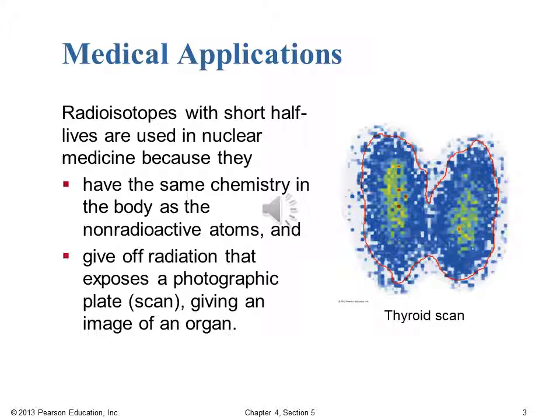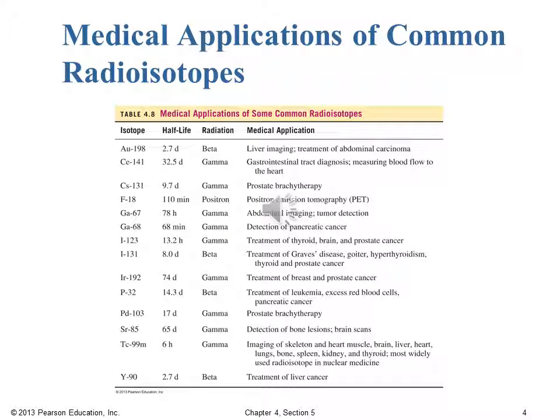Also, they give off radiation that exposes a photographic plate, a scan, to give an image of an organ or a particular region, like we see here with the thyroid scan. So they're very nice because they just differ in terms of having a stable nucleus for the non-radioactive atoms and then an unstable nucleus in the case of the radioactive isotopes. So otherwise they behave chemically the same, and the radiation that they emit does allow for an easy imaging of the region of activity. Here we see table 4.8 from the text that lists some medical applications of common radioisotopes.